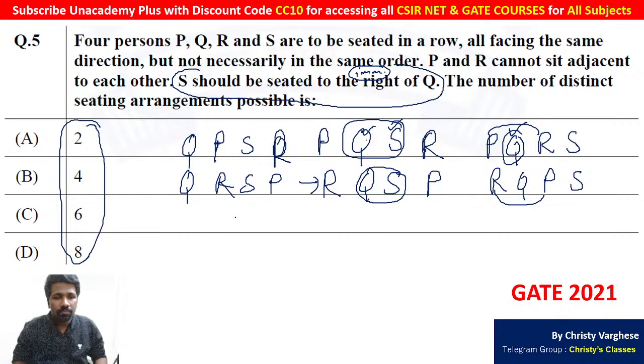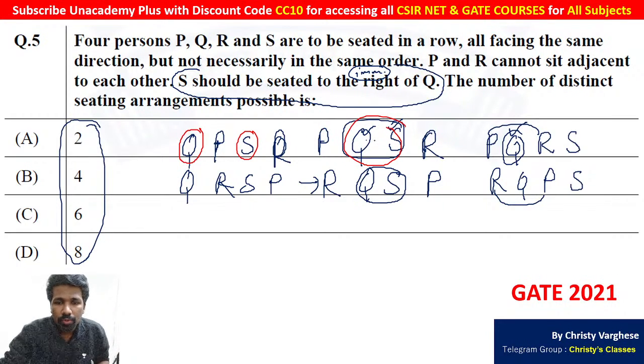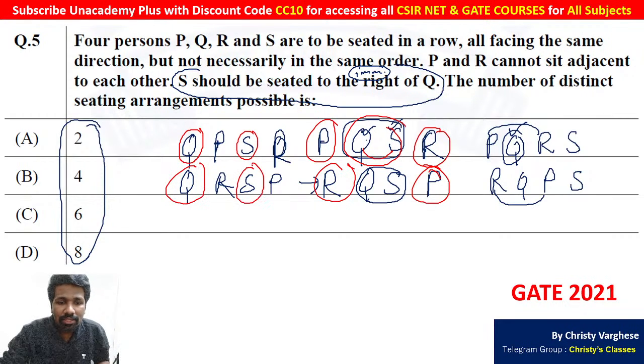That is why S can be immediate right of Q, or S can be one seat aside. That means like this is possible, like this is also possible. Now Q and S together means P and R can interchange their position too. So 2 varieties. Q and S one seat aside means there are PR like this, RP like this.